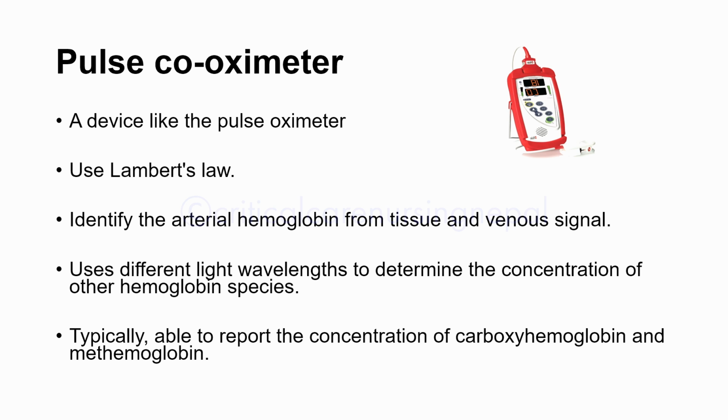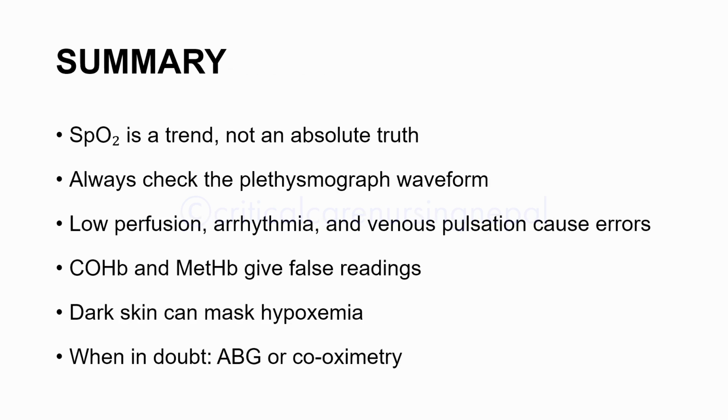While co-oximeters are often more expensive, also less available, they still have the same limitations, especially at very low saturations or in poor perfusion. They are not a replacement for the ABG, but they are a powerful tool in the right context. So this is all about pulse oximetry.